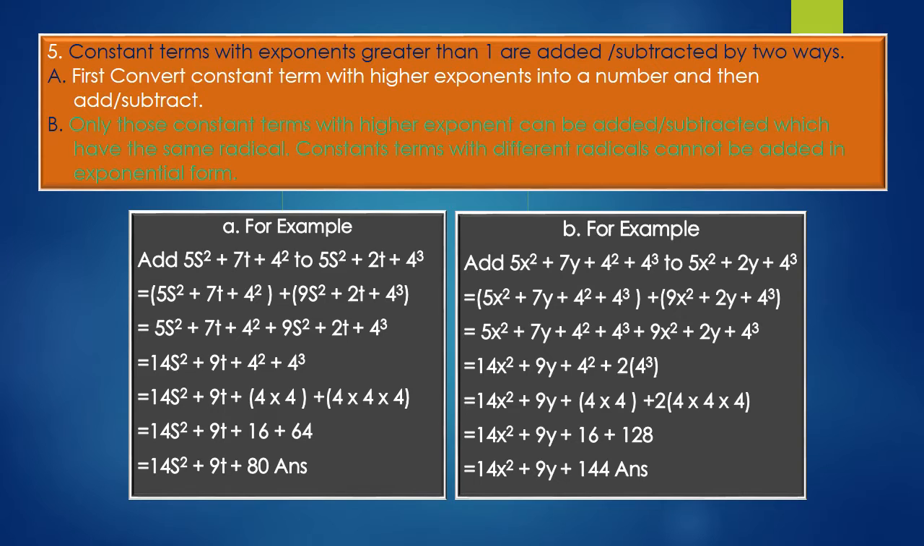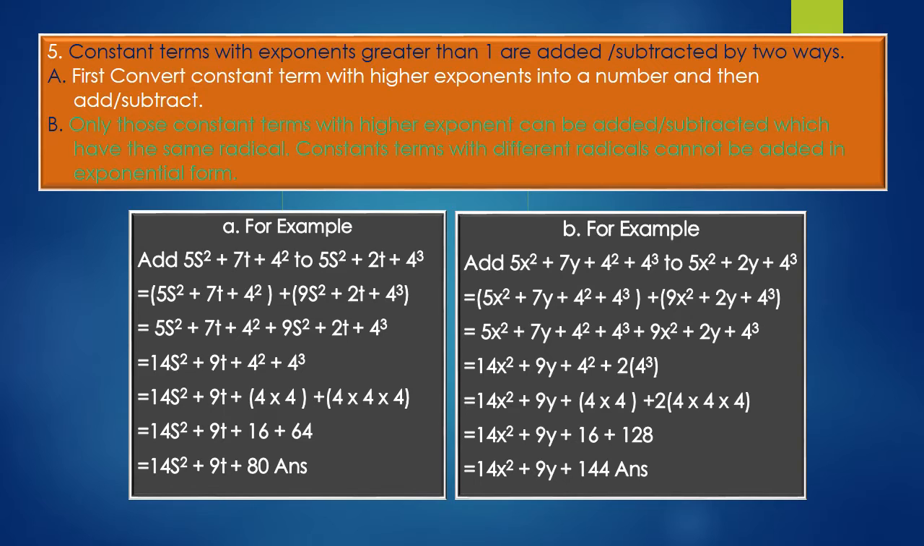And 4 square cannot be added with 4 cube in this manner. We have to convert 4 square into a number, and 4 cube as well. But I want to tell you that if the exponents of two constant terms are similar, we can add them in this manner as well. Now convert both of the constant terms into numbers.